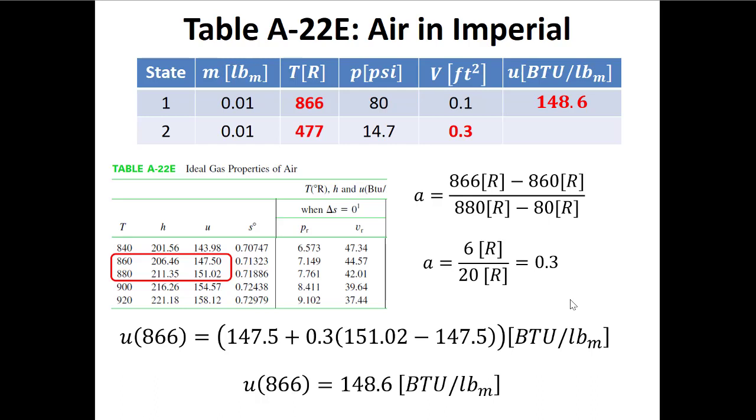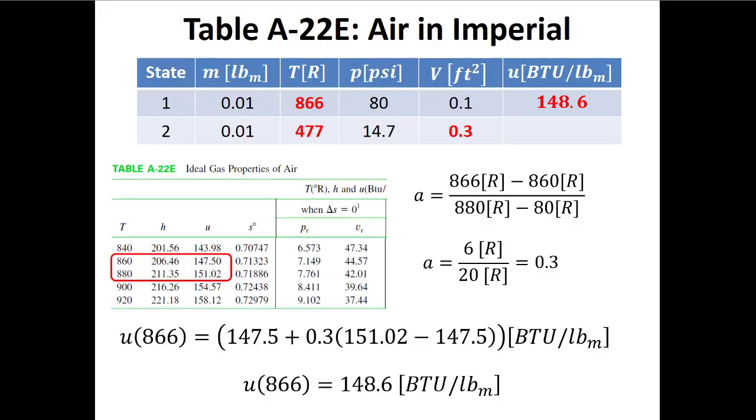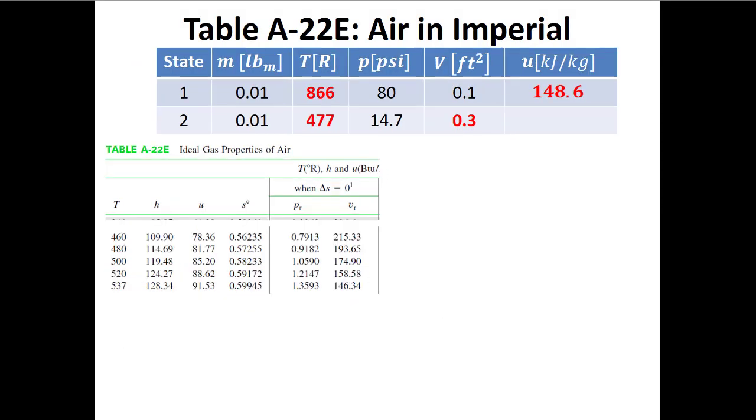Unlike when we do constant specific heats, where all you need to know is the temperature because it's C_V times delta T, here you need the temperature or some other property to find the specific internal energy. If we're using variable specific heats, we're going to find the actual values for u1 and u2. So in this case, u1 is just under 150 BTU per pound mass.